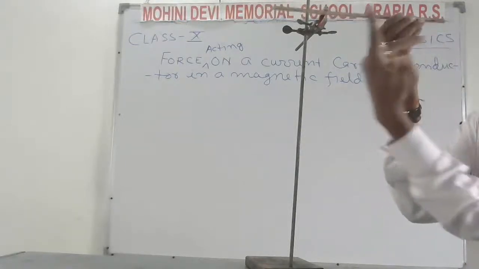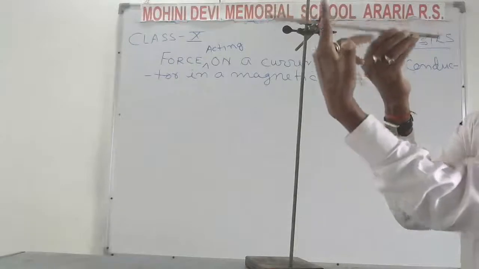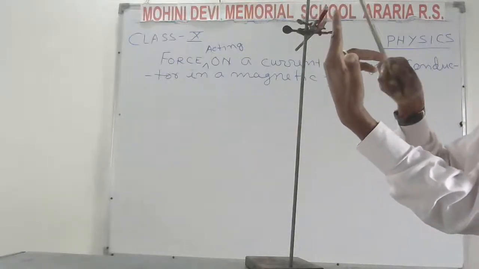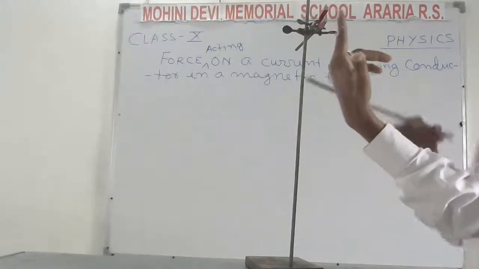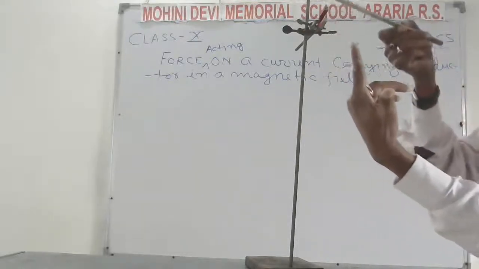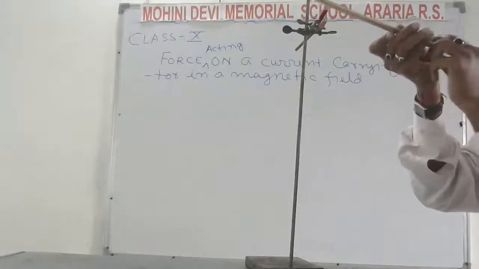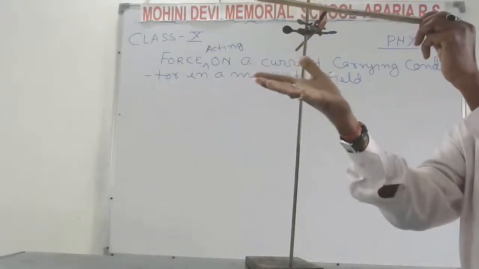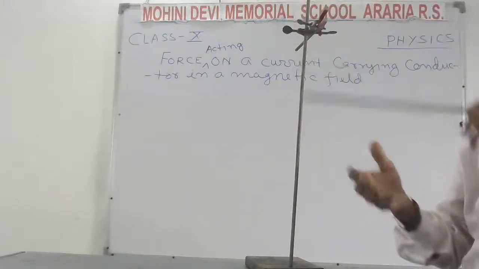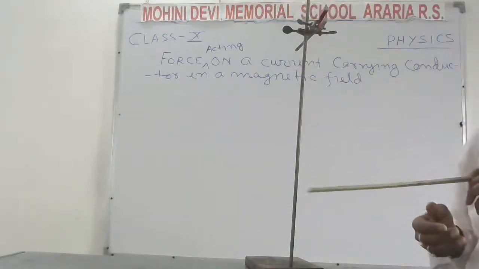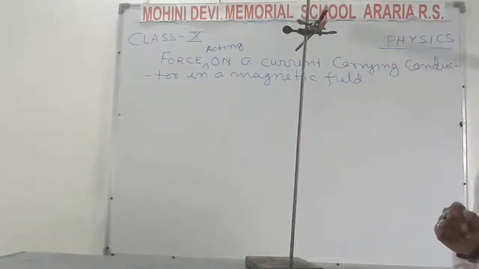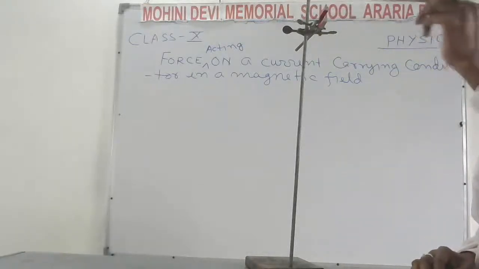And if current is flowing in this direction, and the magnetic field is vertical, then the thumb indicates that it goes away from the magnet. Well, my students, I think that it is very clear for you what happens in a magnetic field when a current carrying conductor is there.